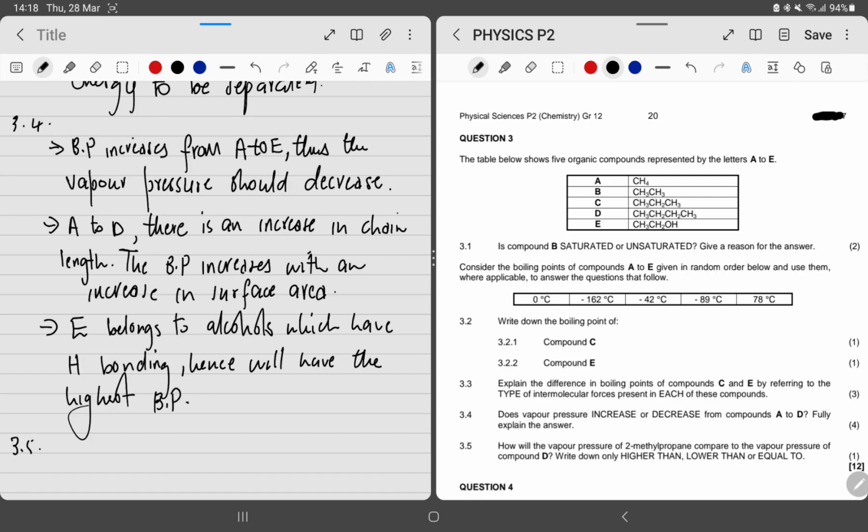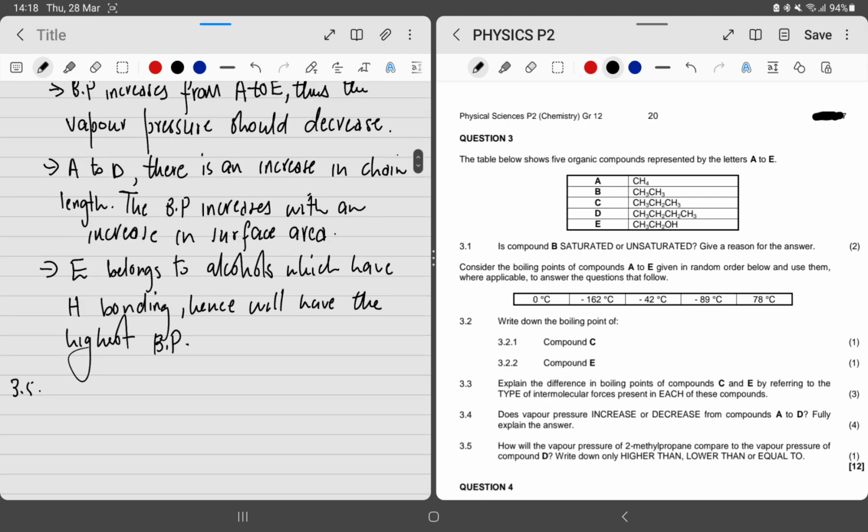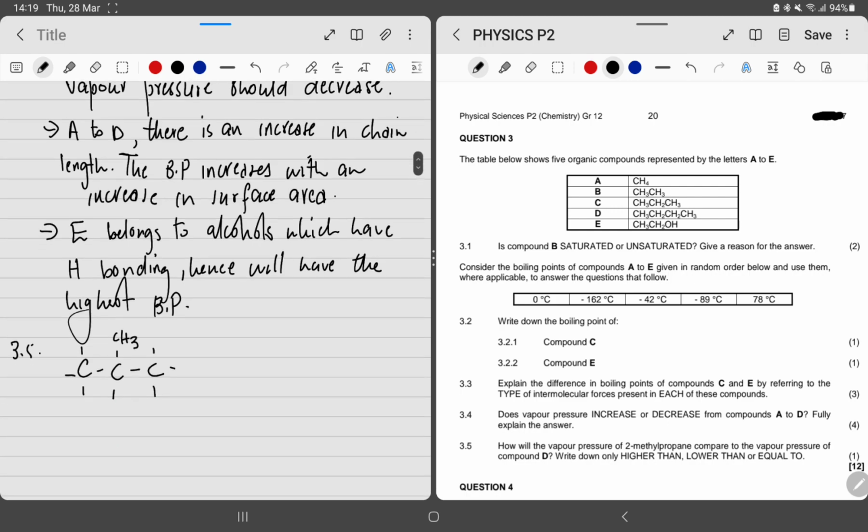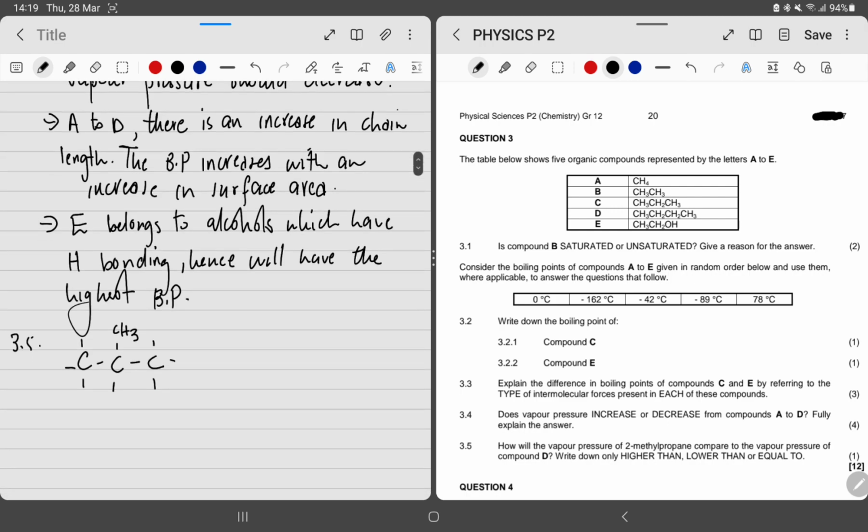3.5. How will the vapor pressure of 2-methyl propane compare to the vapor pressure of compound D? Propane means 3 carbons, 1, 2, 3. And then on carbon number 2, I have a CH3 group. And then D is just a linear compound.